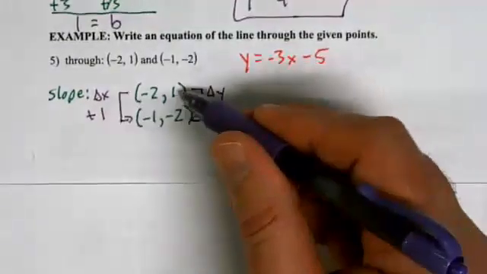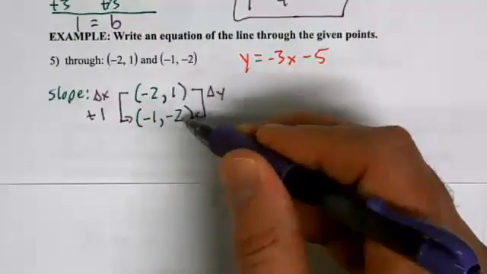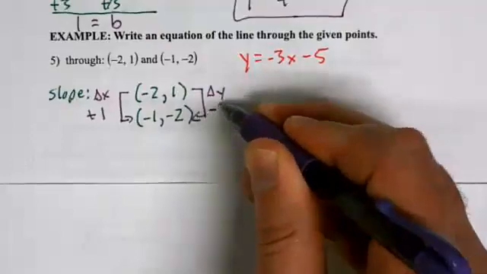How about from 1 to -2? That's subtracting. I'm going down by how much? Subtracting 3.